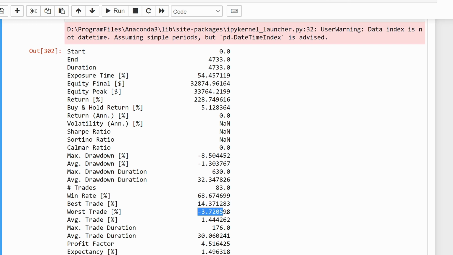The worst trade is minus 3.7%. And the maximum trade duration now is reduced to 176 days. It's better than before. It's still quite long, but it's much better than before. It's not over a year, it's half a year. So we can deal with this.